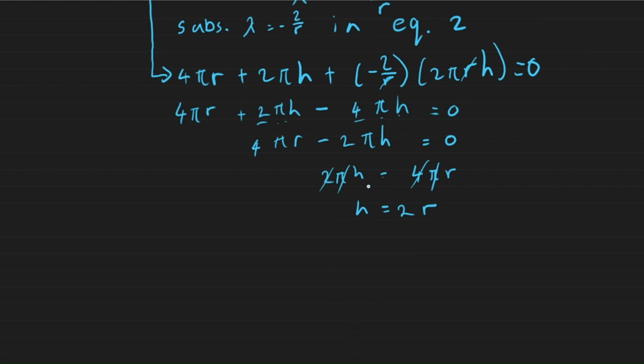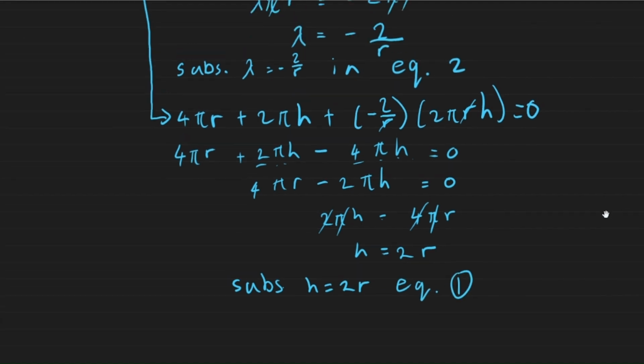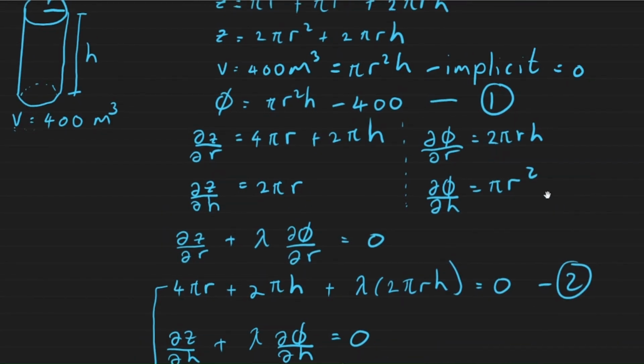So the last thing to do is to substitute h equals 2r into equation 1, and that will give us the actual dimensions. Let's just remind ourselves what equation 1 is. It is just the constraint that we said, pi r squared h is equal to 400.